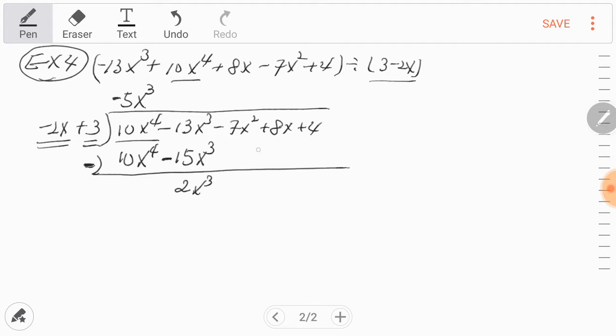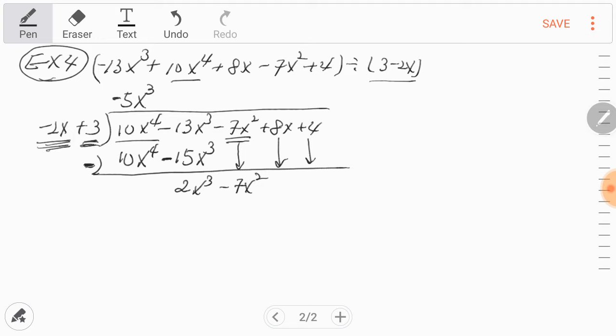Okay, and then we need to bring this down. You can bring all these 3 down, but actually you don't need these 3 because the divisor has 2 terms. So we can bring down only 2, we need only 2 terms. So negative 7x squared. So I just brought down this second term.